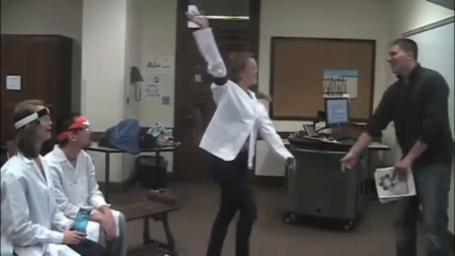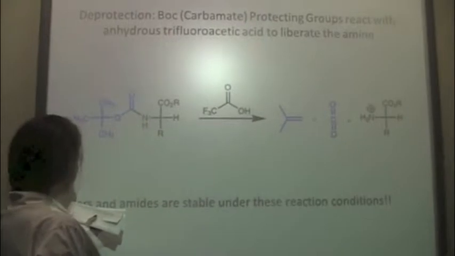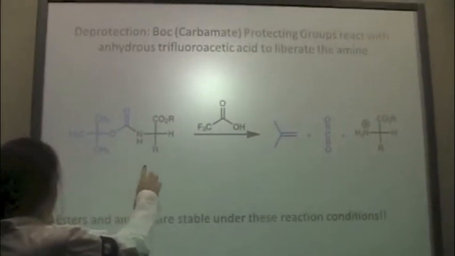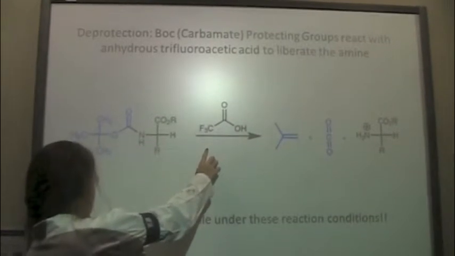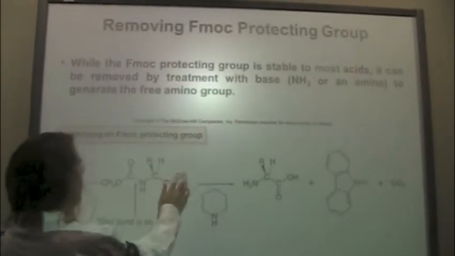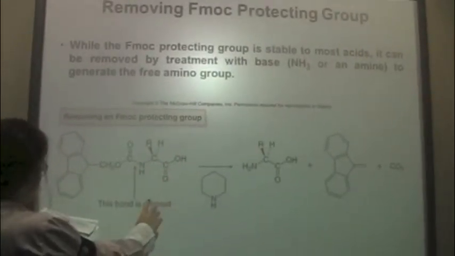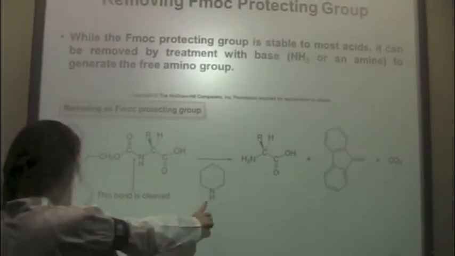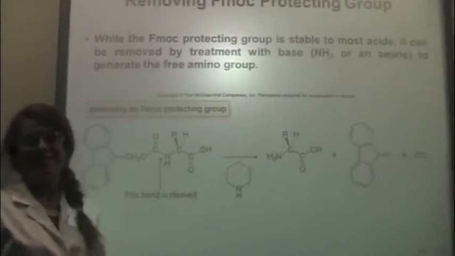What's next? Oh, pick me! Okay. Well, with the use of a deblocking agent, carbamate protecting groups react with the anhydrous trifluoroacetic acid to liberate the amine, while the FMOC protecting group is stable to most acids, and it can be removed with the treatment of a base to generate the free amino acids.